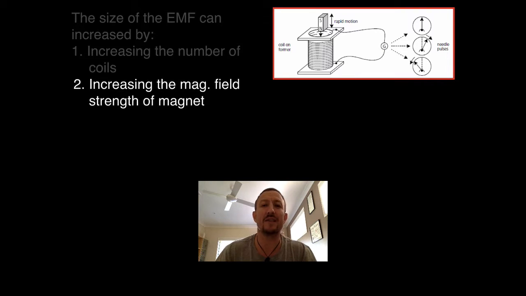Secondly, we can increase the strength of the magnet just by changing or buying a different magnet. The result is we can increase the number of field lines or decrease the number of field lines.